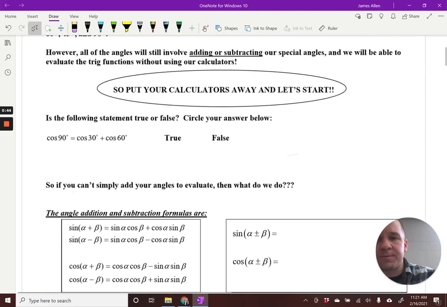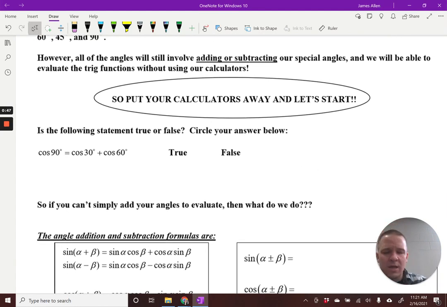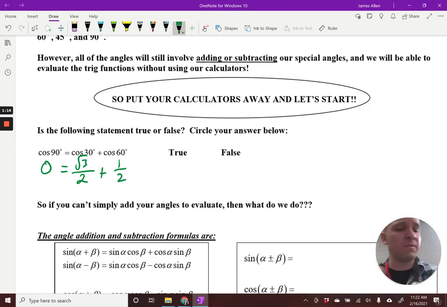Let's go with this. When we're adding and subtracting, can we just straight up do it? Well, cosine of 90 equals cosine of 30 plus cosine of 60, right? If we could just straight up add them like that, that would hold true. Well, let's see. Cosine of 90 is 0, that's my first quadrantal, x coordinate. Cosine of 30 would be root 3 over 2, and cosine of 60 would be 1/2. Whether you're using special right triangles or your unit circle, I don't care, as long as you're getting that. And guess what? Not equal. So that's going to be false.